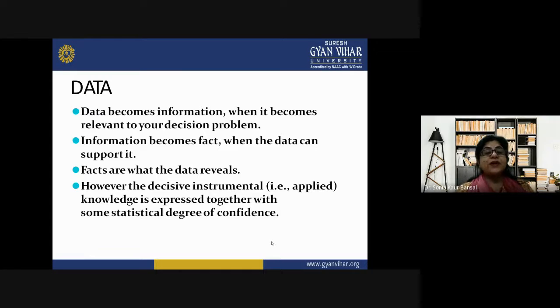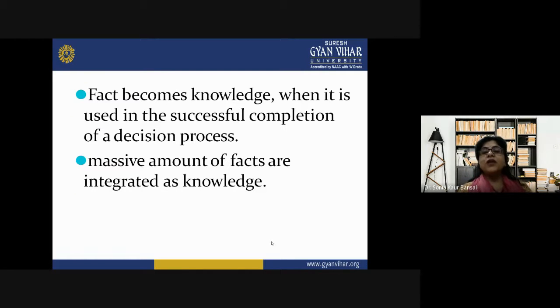So facts are what the data reveals, how the different numbers react and convey their meaning to you. Data is revealing the facts itself. However, the decisive, instrumental, applied knowledge is expressed together with some statistical degree of confidence. So it is very important, students, to understand that knowledge is expressed together with some statistical degree of confidence, and you have to show that confidence in the interpretation of your data. A fact becomes knowledge when it is needed in the successful completion of a decision process.